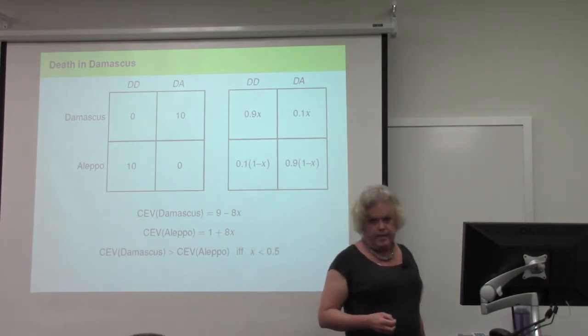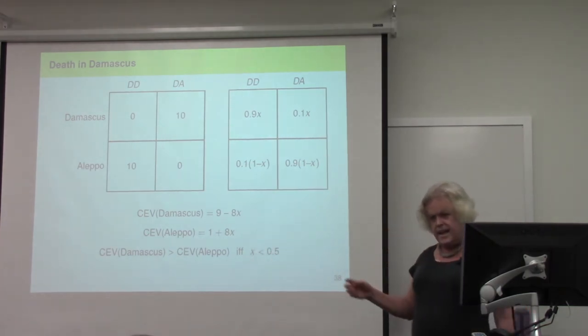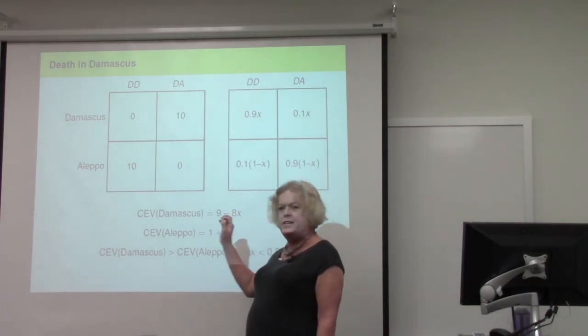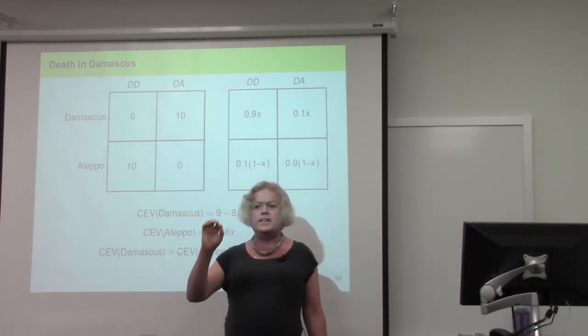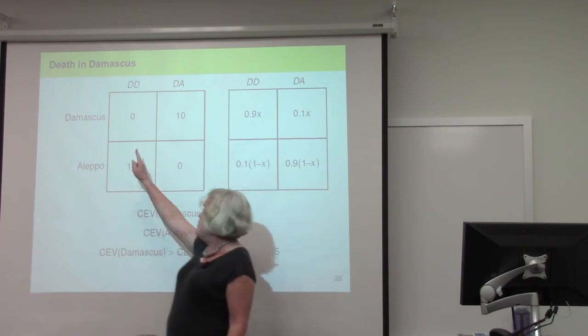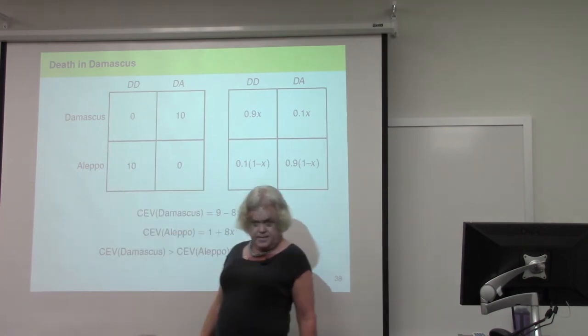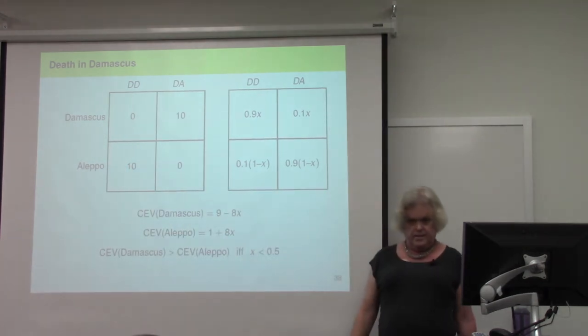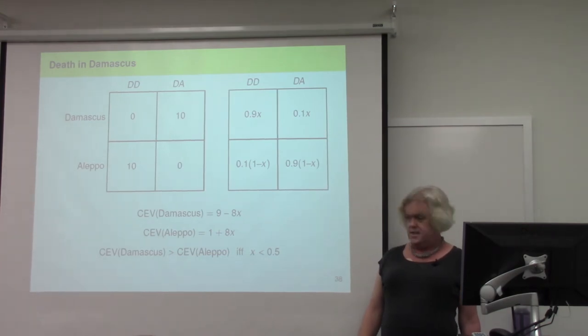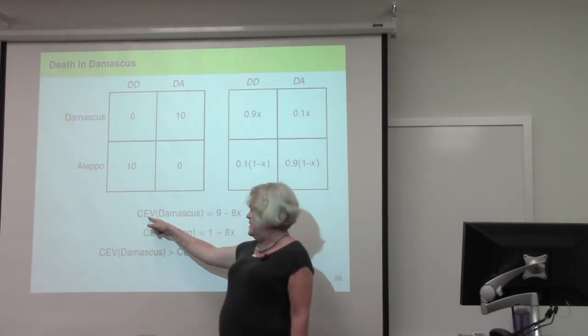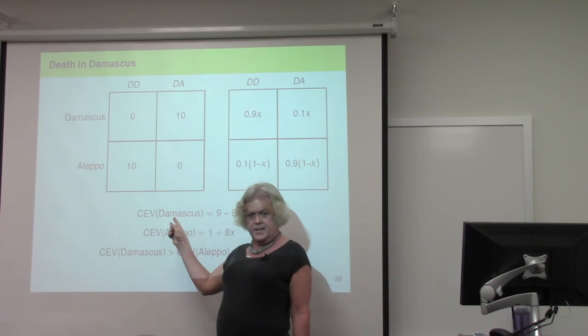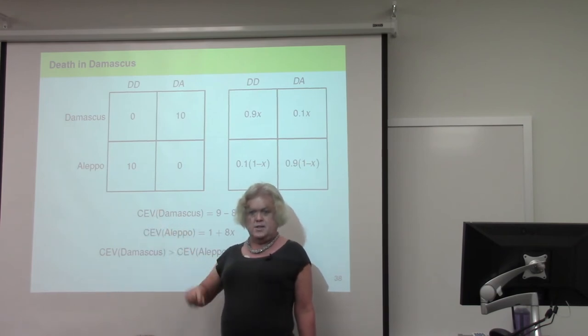So what does x mean? X is the credence, whatever the agent's credence is, during the deliberation for making this choice. And CEV, that's a utility. And CEV is the expected utility of making that choice, done the imaging way.